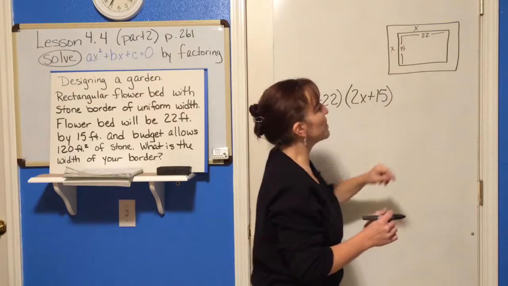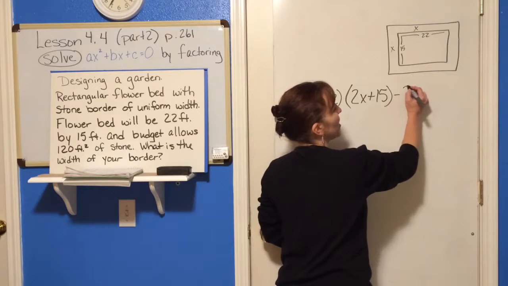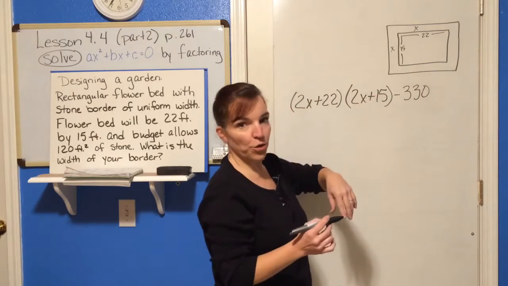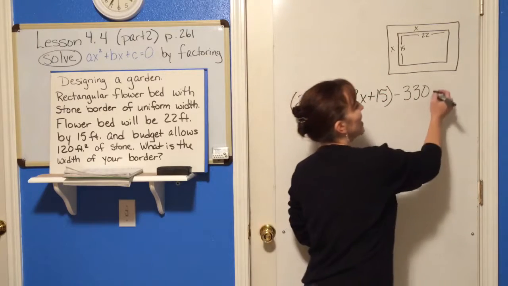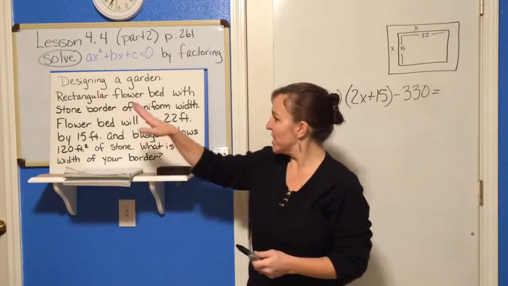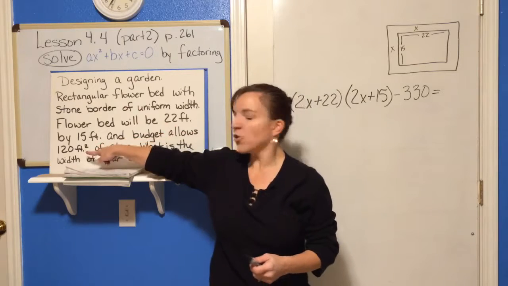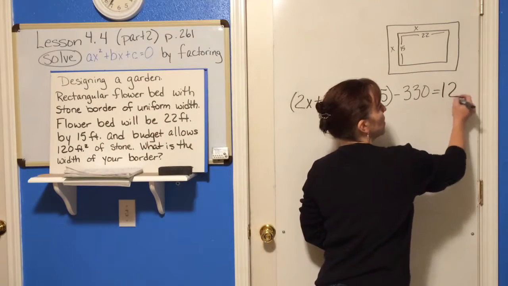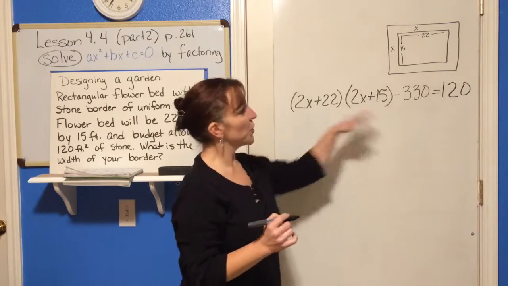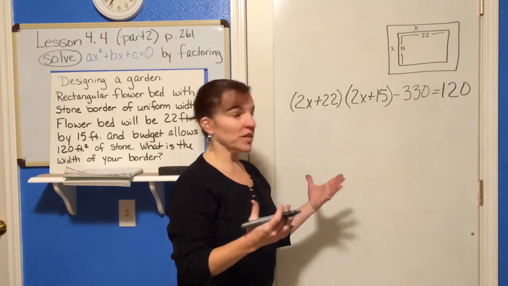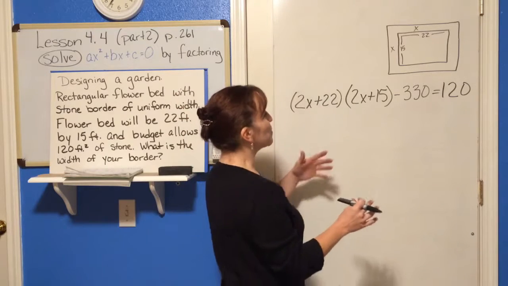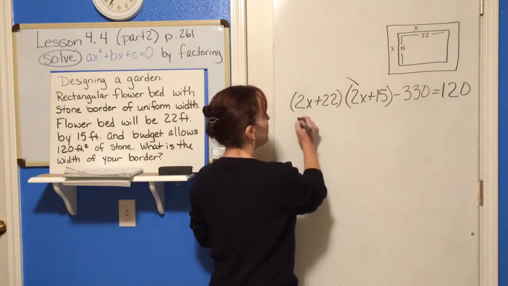If you take the 15 times the 22, you will find that that is 330. So you're going to subtract out 330. When you subtract that out, you want to end up with 120 square feet left around the edges. So that's where you get your equation that looks a little bit daunting, but it's not nearly as daunting as all these words, right? So let's multiply it out using FOIL.